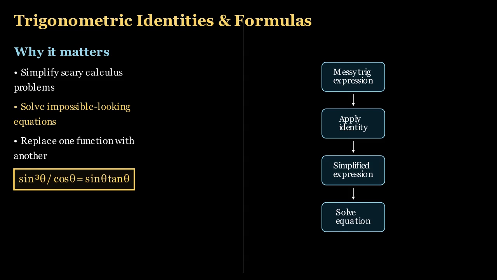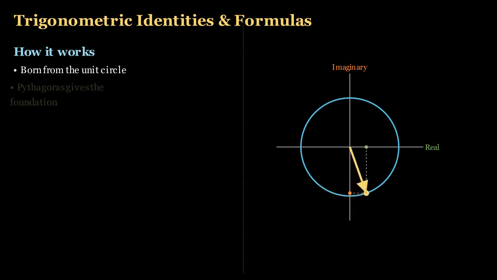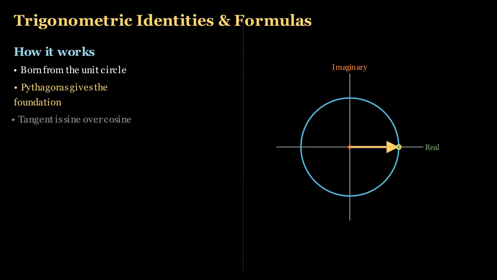The dot's horizontal shadow is the cosine, and its vertical shadow is the sine. Because the radius is 1, the dot, its shadows, and the center always form a right triangle. The Pythagorean theorem, a squared plus b squared equals c squared, tells us that the horizontal shadow squared plus the vertical shadow squared equals the radius squared. Since the radius is 1, we get the bedrock identity, sine squared theta plus cosine squared theta equals 1.